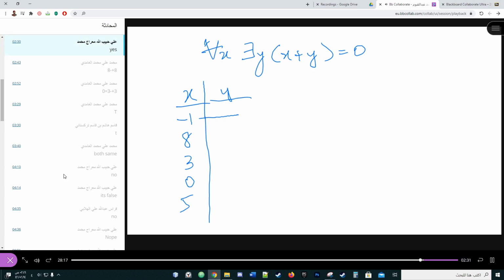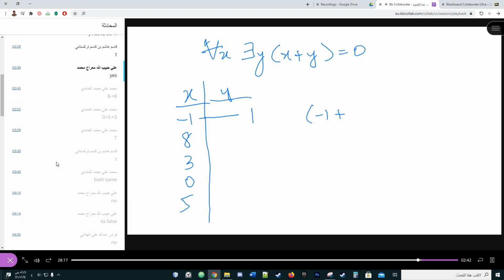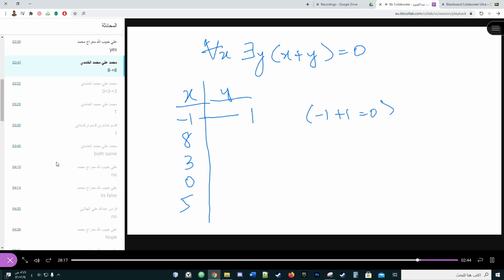Very good. Okay, so as Ali Habib says, y has to be -x. So -1 plus 1 equal to 0. Here we have 8 plus -8 equal to 0. So we have at least one y. Okay, for all x we have at least one y. Yeah, 3 plus -3 and so forth. So we have at least one y. Is this clear?